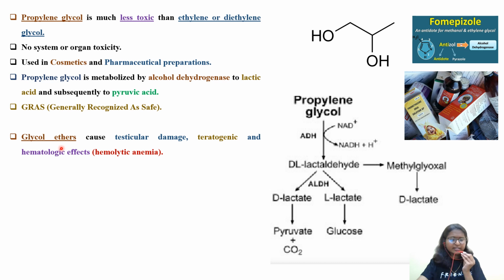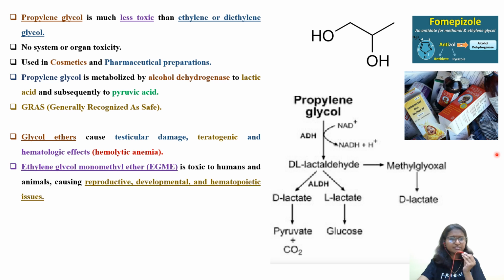Next we'll learn about glycol ethers. They cause testicular damage, teratogenicity as well as hematological effects, particularly hemolytic anemia. From the previous videos also I told you, please learn about types of anemia. One or two questions will definitely come based on anemia. Ethylene glycol monomethyl ether, EGME, is toxic to humans and animals, causing reproductive, developmental and hematopoietic issues. Very important, EGME and DGME, these glycol ethers, are used in pharmaceutical preparations till today.